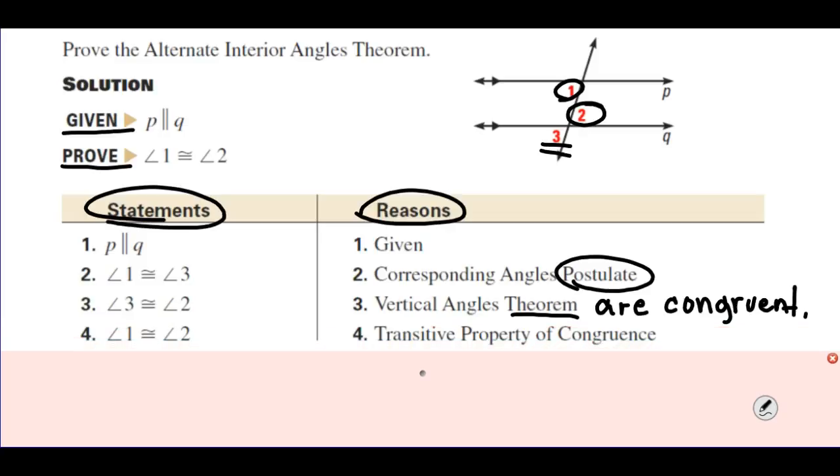Number 4 is that angle 1 is congruent to angle 2. So it's a process. From number 2 I can tell number 3 is true. From number 3 combined with number 2, I can tell that number 4 is true. If angle 1 is congruent to angle 3 and angle 3 is congruent to angle 2, then angle 1 is congruent to angle 2. And that's the transitive property. There's always a transitive property of congruence. For example, if 5 is congruent to 3 plus 2, then 3 plus 2 is congruent to 4 plus 1, because all of those things are congruent to each other.